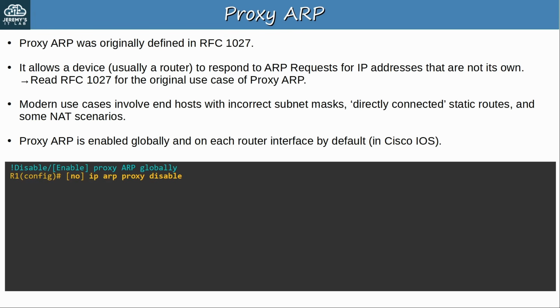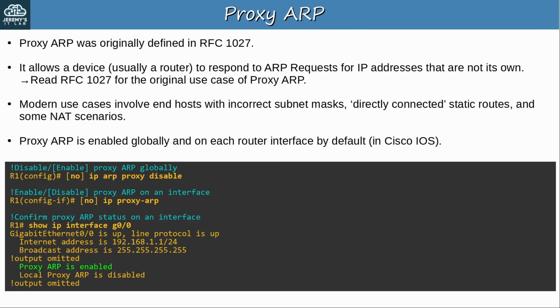First, to enable or disable it globally, the command is "ip arp proxy disable", which disables it, and then you can add "no" to that command to re-enable it. To enable or disable it on an interface, the command is "ip proxy-arp", which enables it, and adding "no" disables it. The command to check the status of Proxy ARP on an interface is "show ip interface", then the interface name. In green, I've highlighted the statement "Proxy ARP is enabled".